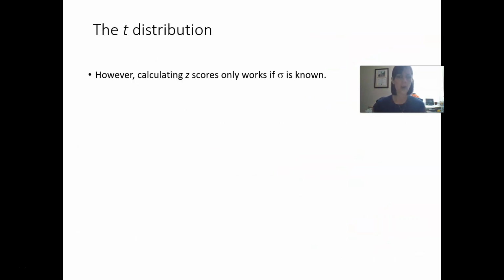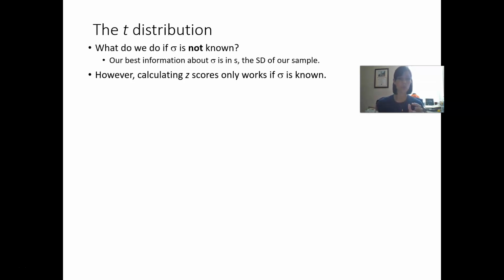So now we're going to move on and talk about the t-distribution. We have been doing all of this with the idea that sigma is known. But most of the time, sigma is not known. So just as we use a sample mean to approximate the population mean, mu, we are going to use our sample standard deviation to serve as a proxy for sigma. Our best information about sigma is going to be in the standard deviation of our sample.